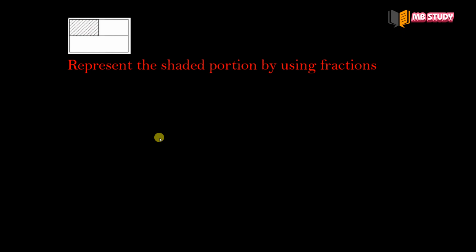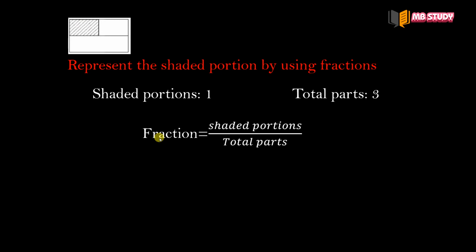Represent the shaded portion by using fractions. Here there are 3 total parts and 1 part is shaded, so we have to represent 1 divided by 3. The answer is 1 by 3. Look at the solution. Shaded portion equals 1, total parts equals 3. So fraction equals shaded portion divided by total parts. Therefore the required fraction is 1 by 3.